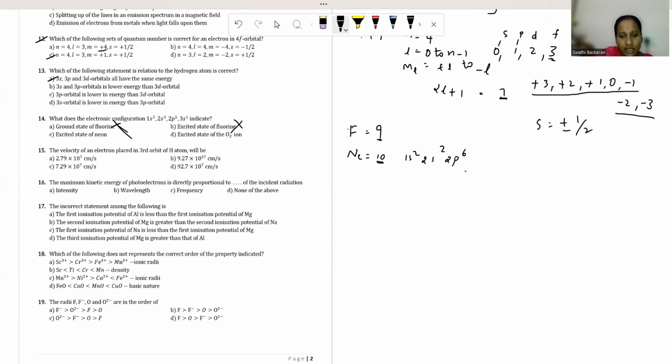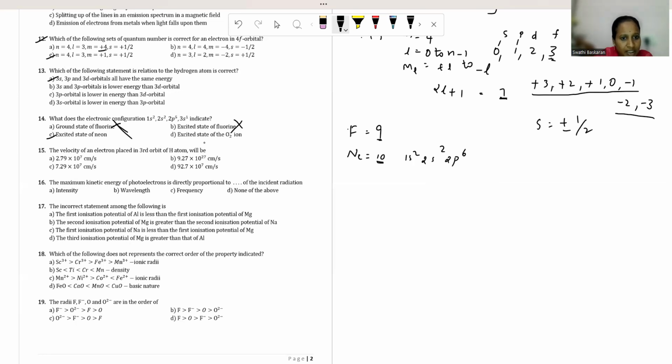But on excitation, what will happen? One of the electrons among the 6 electrons of 2p will be excited to the next energy level, which is nothing but 3s. So hence option C only would be correct.